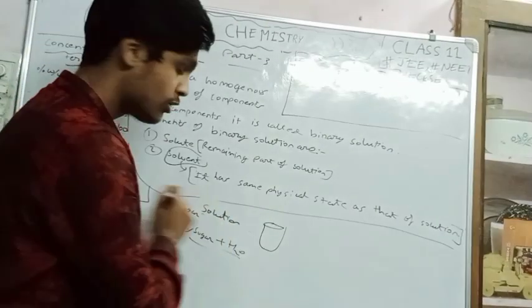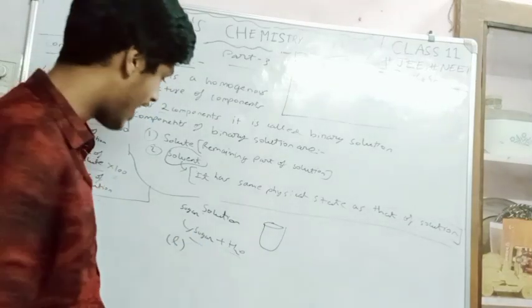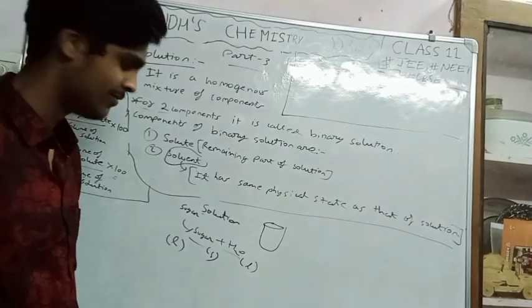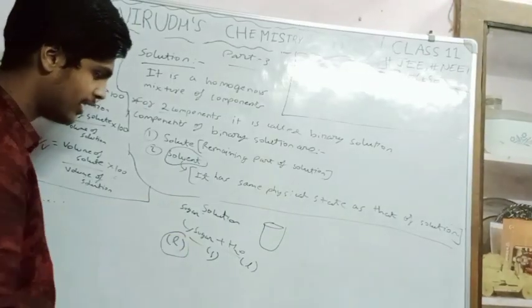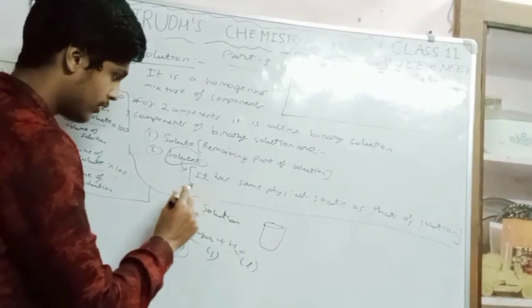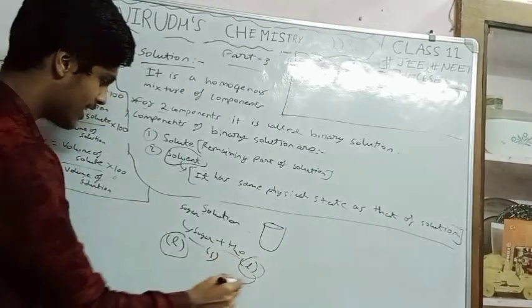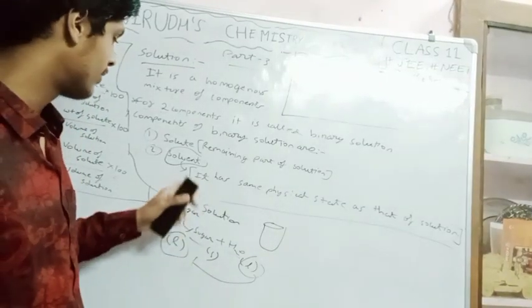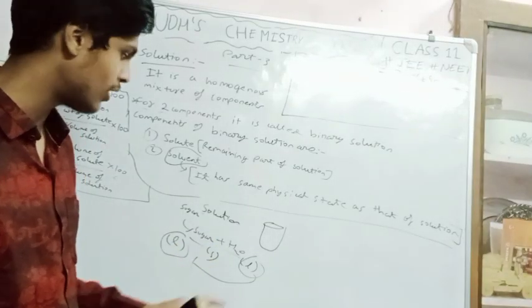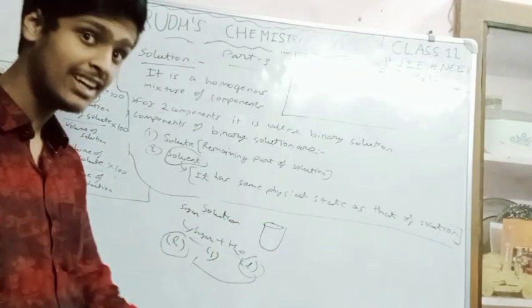In sugar solution, you always observe it in liquid state, and sugar is in solid state. Water is in liquid state. So the solvent is dominating the solution. So the solvent is a component of the solution which has the same physical state as that of the solution. Suppose in sugar solution you will have water as solvent because the state of water and the solution is the same. Both are in liquid state.